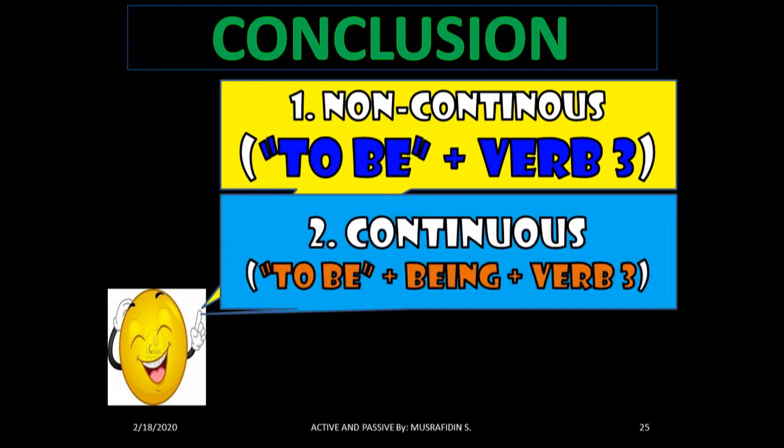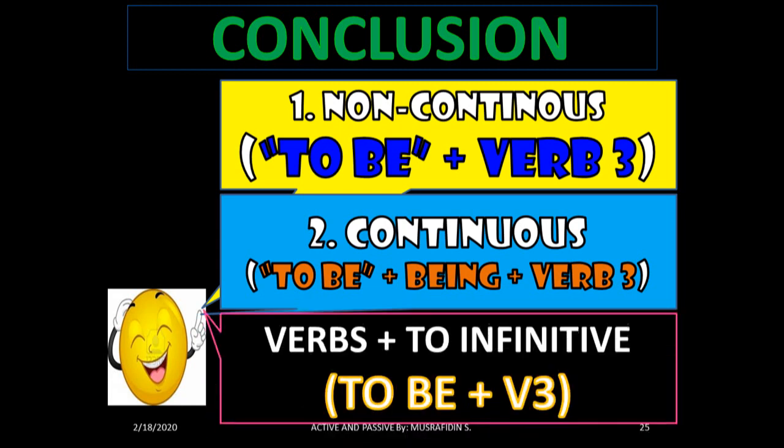Then the second is, for all continuous tense, the rule is to be being verb 3. To be, once again, we have is, am, are for present, was, were for past, be for future, and been for perfect tense. And finally, for all the verbs which are followed by two infinitive, if you want to make passive voice or passive sentence for these verbs, then the rule is to be verb 3. To be here is not changed to be anything else.